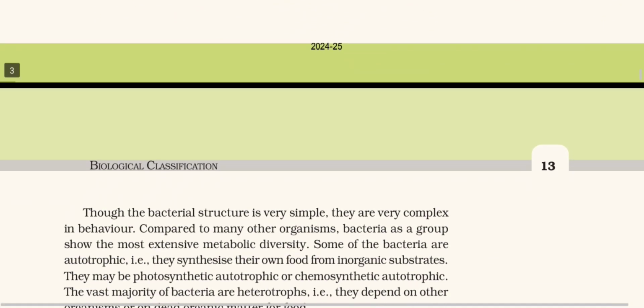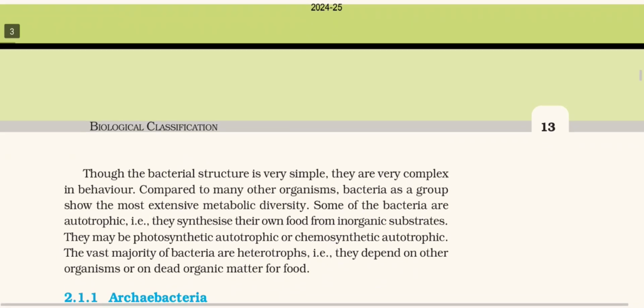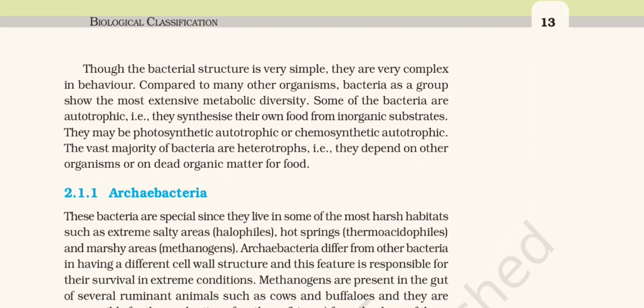Though the bacterial structure is very simple, they are very complex in behavior. Compared to many other organisms, bacteria as a group show the most extensive metabolic diversity. Some of the bacteria are autotrophic, i.e., they synthesize their own food from inorganic substrates. They may be photosynthetic autotrophic or chemosynthetic autotrophic. The vast majority of bacteria are heterotrophs, i.e., they depend on other organisms or on dead organic matter for food.